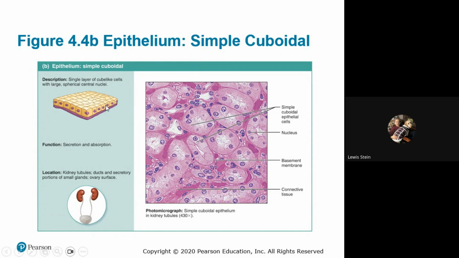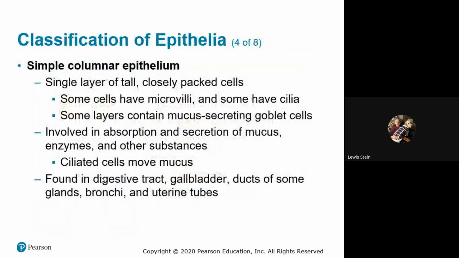So it's like this, and that's what I mean by it being very good at illustration, in a sense, showing you a sheet that's there. Ducts and secretory portions are small glands on the surface of an ovary. These are the areas where you start thinking about prostate and breast, where you see things like that. These are the kinds of cells.